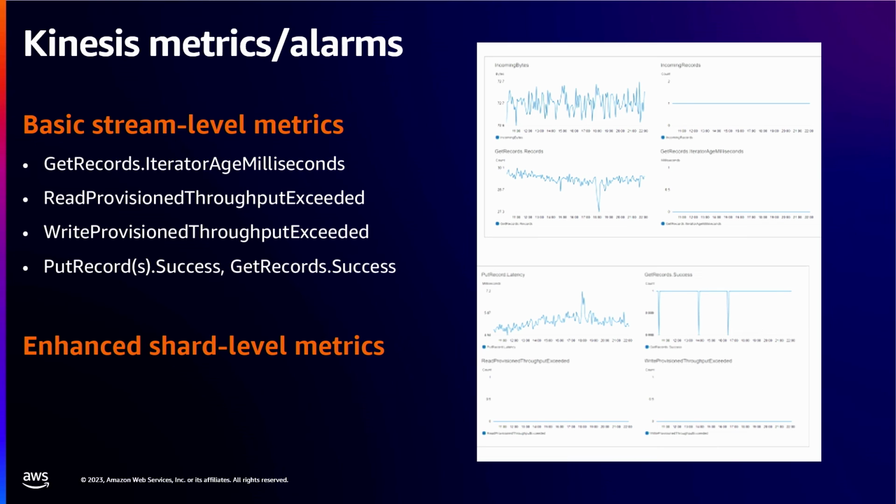You can also monitor the read and write throughput so you don't get throttled. You can monitor that producers are successfully putting records onto the stream, and also that consumers are successfully getting the records off the stream. And you can monitor this for any changes or spikes. These are stream level metrics, all the basic ones, but there are also enhanced shard level metrics that you can use.